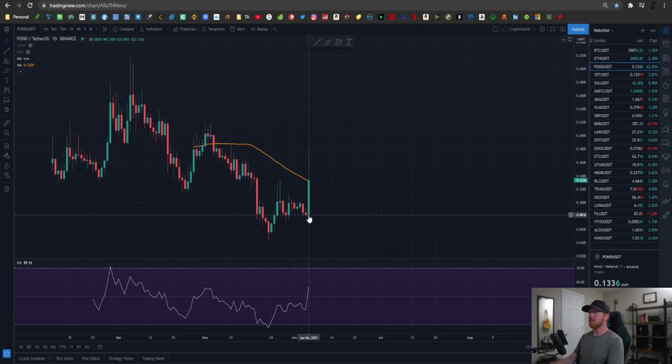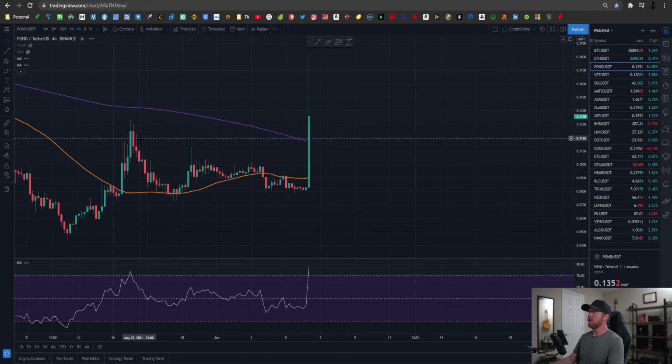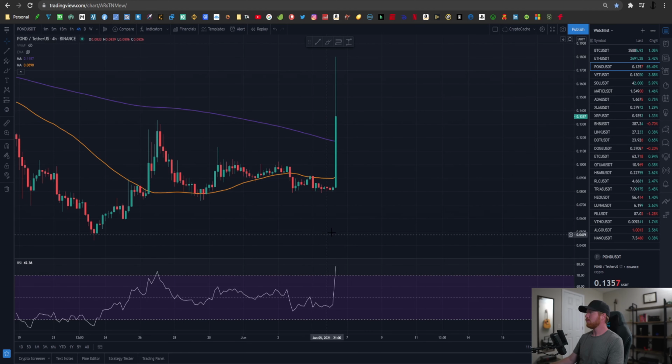So obviously there's likely a catalyst, right? Something happened to push the price up the way that it is. I don't know what that is. If you have some insight, feel free to include that. But generally speaking, that's what we're looking at here for Pond. And this is again the one-day chart. Let's go ahead and work our way down to the 4-hour chart.